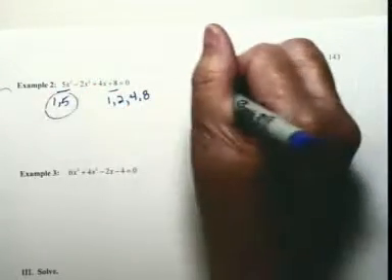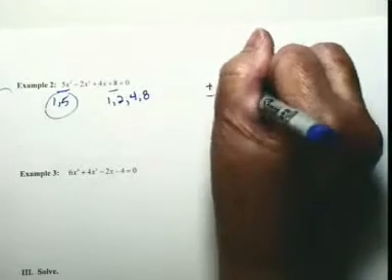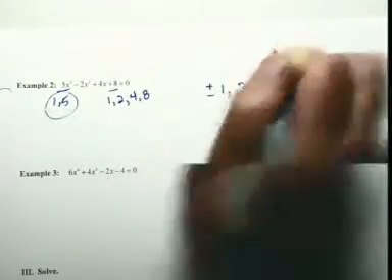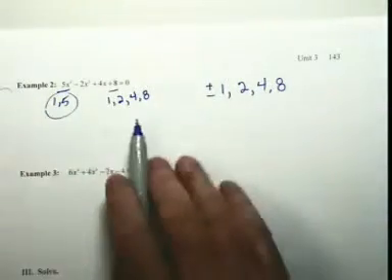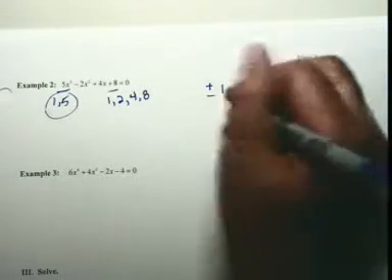The first one is always going to be to divide by 1, so dividing by 1 just leaves me 1, 2, 4, and 8. I always divide by 1 first, and then each number divided by 5.